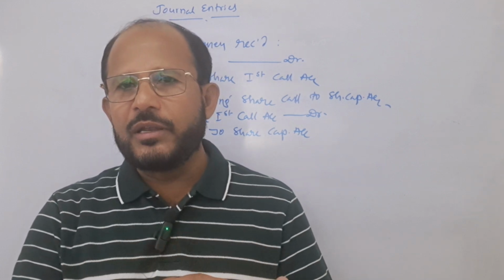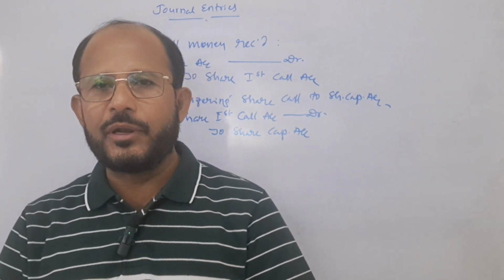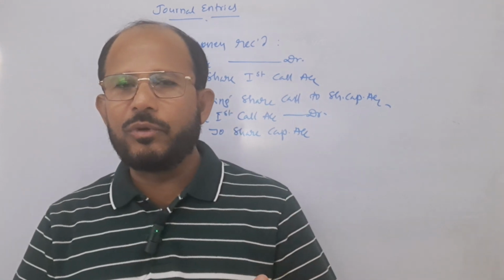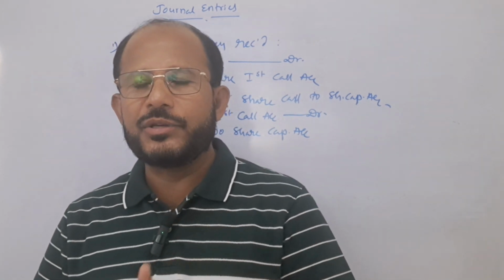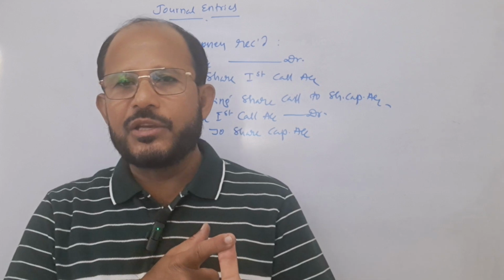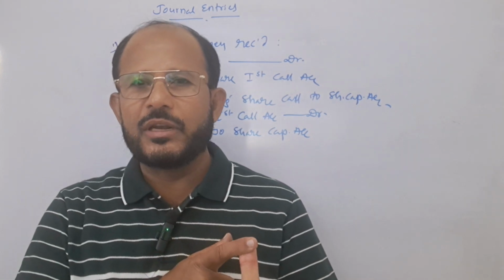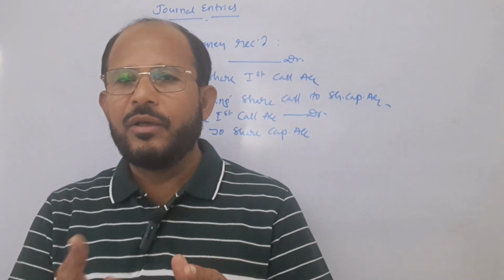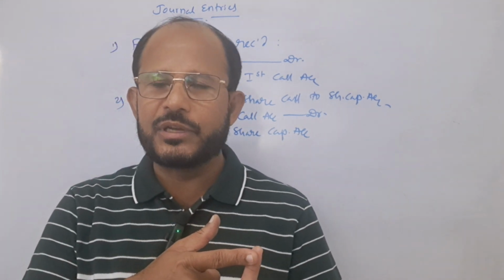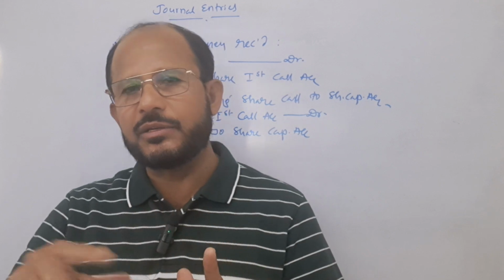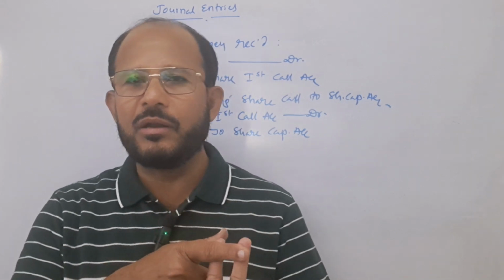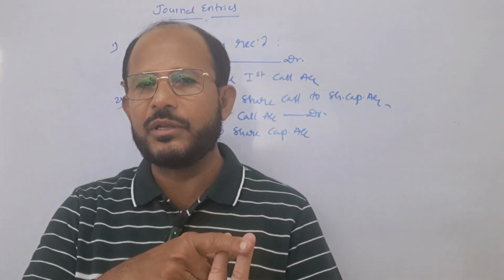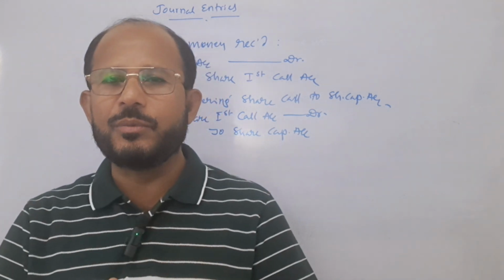Next one is when the amount is transferred to share capital account. For that, what we have to do? We have to credit share capital account. When application money is transferred, the journal entry is share application account is debited and share capital account is credited. When share allotment amount is transferred, share allotment account is debited and share capital account is credited. When call money is transferred, call account is debited and capital account is credited.